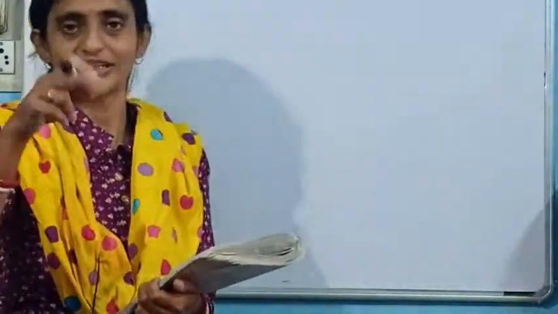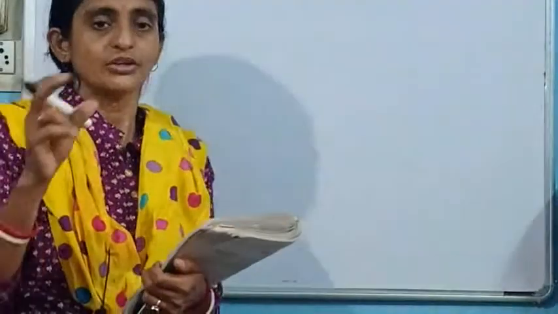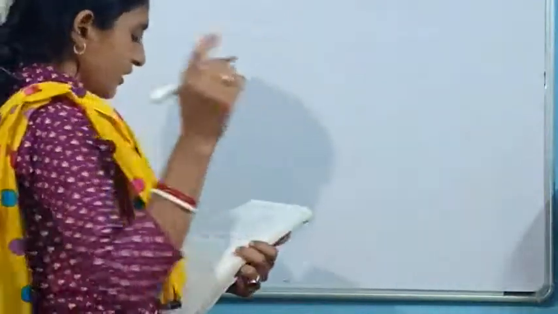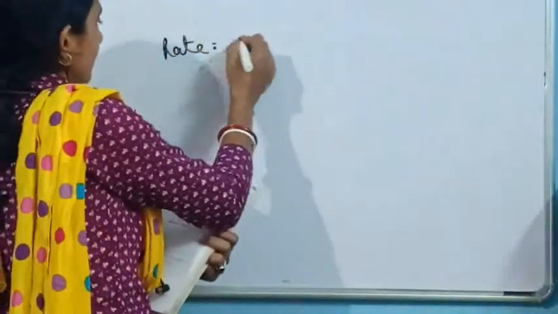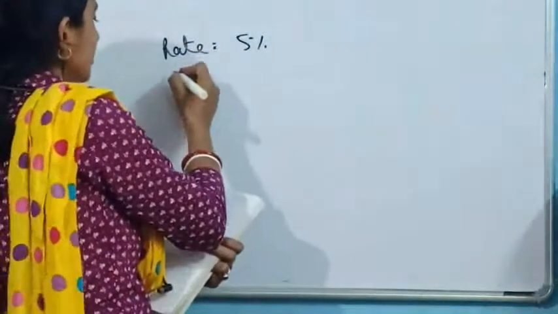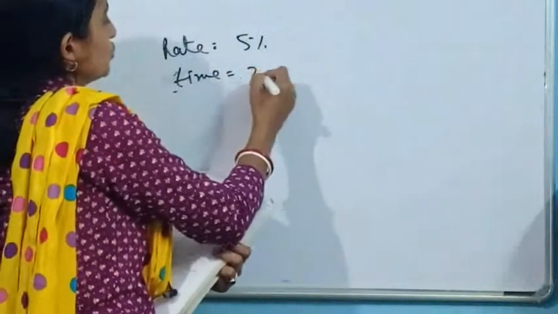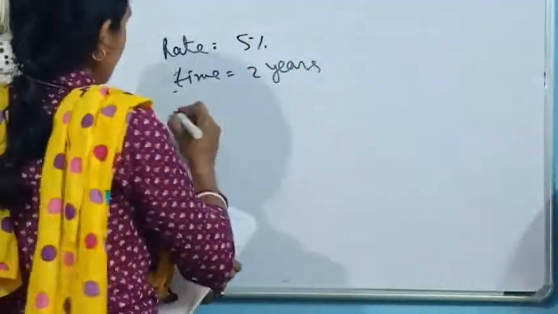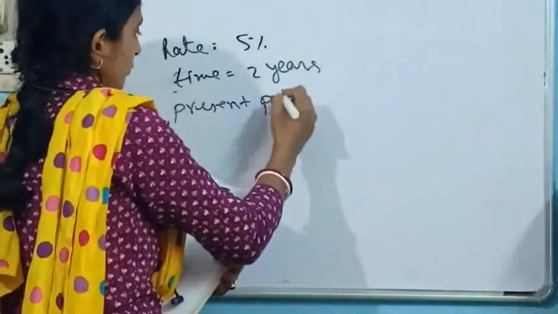This one we can solve in a different way, like by compound interest, but I am not going to do so. Here I will solve it at your standard. Here the increasing rate has been given. So the rate is 5%. Let it be time, we are taking 2 years. And the present population.